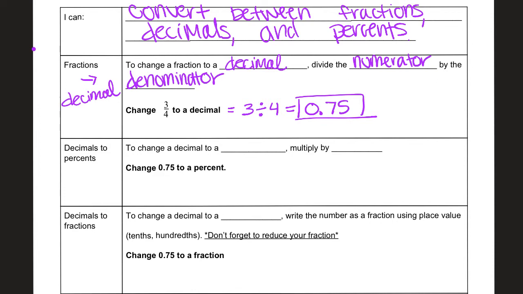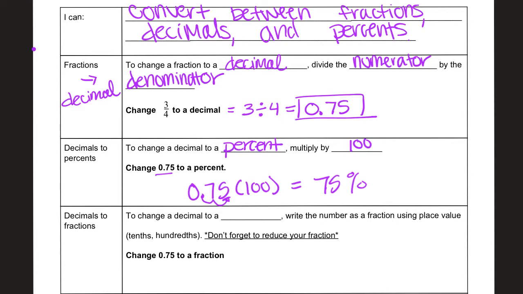Okay? From a decimal to a percent, we're just going to multiply by 100. So to change 0.75 to a percent, we're just going to do times 100, which ends up being 75%, which you can see that my decimal just moved 2 to the right.